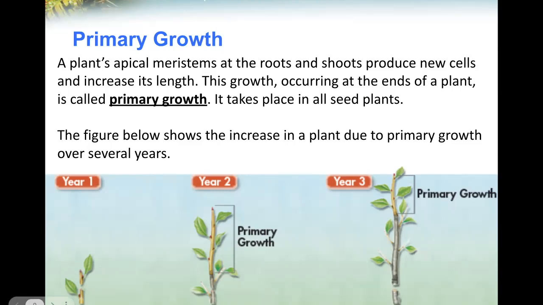Year 1, this is the first portion. Year 2, the primary growth starts from there and continues. In the third year, it starts from the end of the second year. This is primary growth for that year.